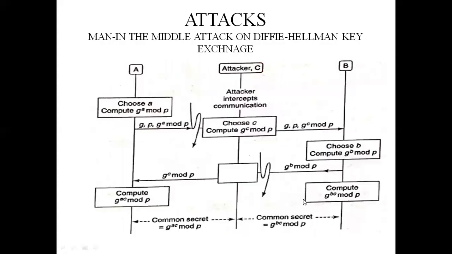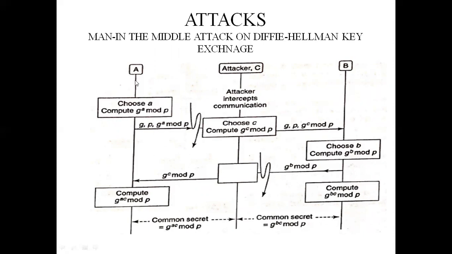Next we are going to see attacks. There is only one attack, that is the man in the middle attack, or Diffie-Hellman key exchange attack. In the Diffie-Hellman key exchange, we have taken only A and B, who are going to share a secret key, but here we are going to use C. C will be acting as an attacker or an intruder.